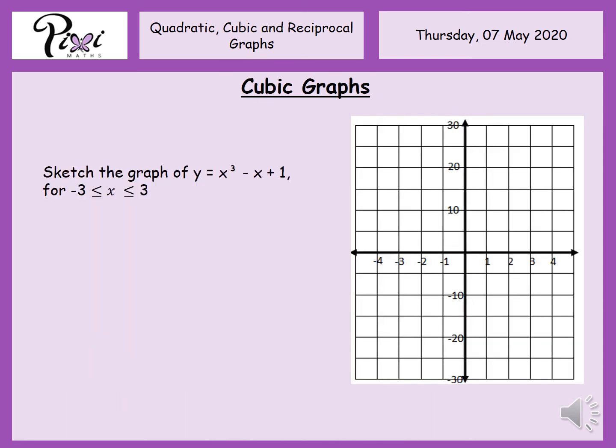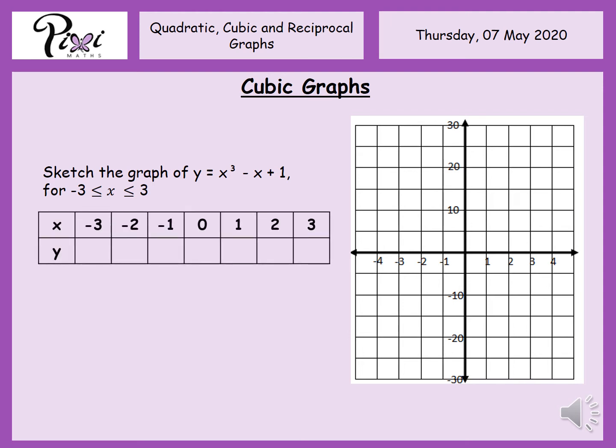Okay, cubic graphs. I'm going to go through this one, although the method is identical to what we did before. Again, we're doing it from x is minus 3 to x is 3, and we're given an equation here. We've got a cubic, we can tell because the highest power of x is 3. So the highest power of x is x cubed, so this is a cubic graph.